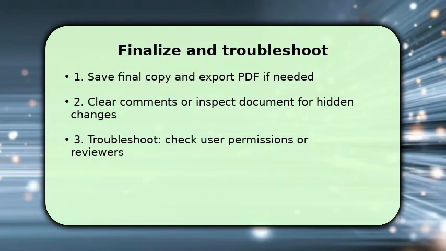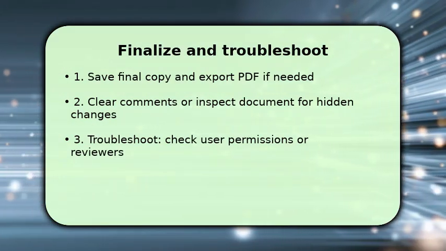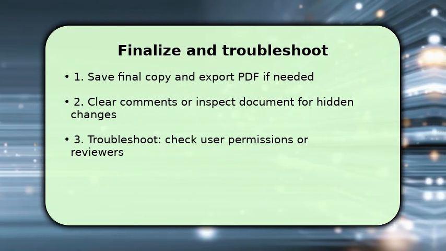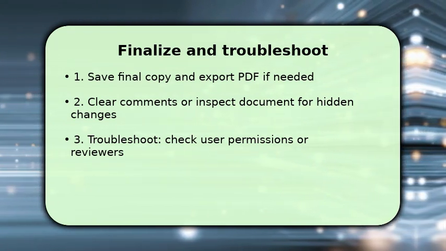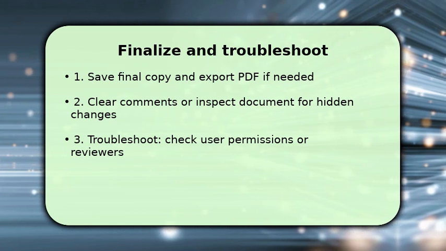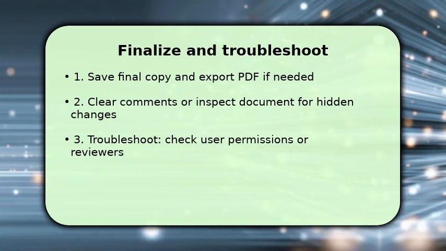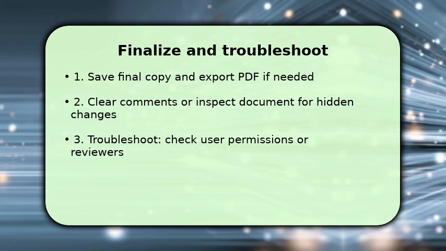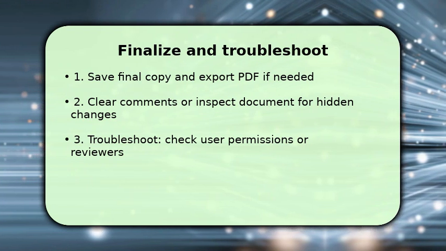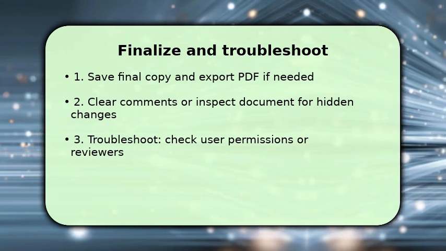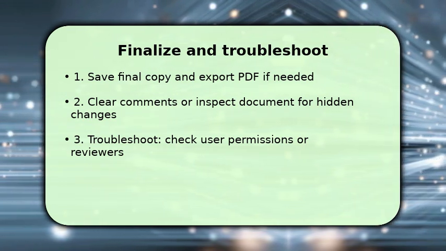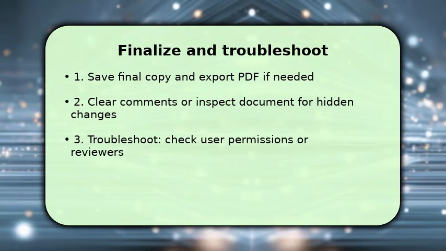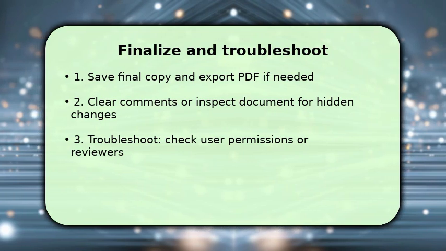Finish by saving a final version and exporting a PDF to lock formatting. Make sure to delete or resolve comments and run Inspect Document in Word to remove hidden metadata. If track changes reappear, check that track changes is truly off and that no other reviewers have the feature enabled on their copies. Also verify document protection or editing permissions. If problems persist, restart the app and reopen the file, because cache states sometimes re-enable review settings.